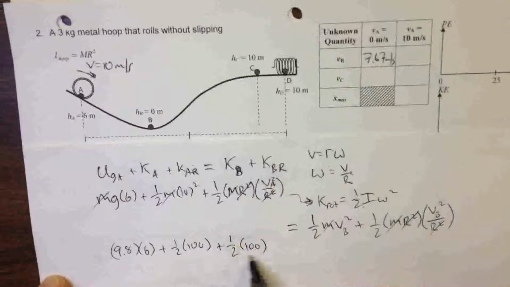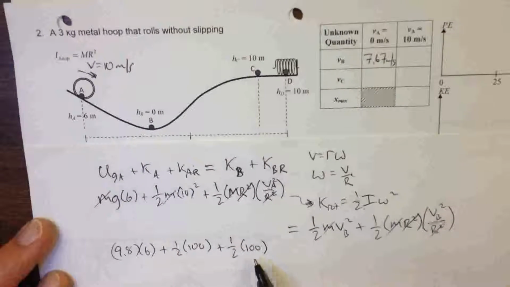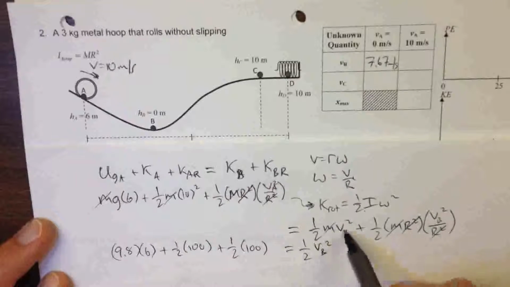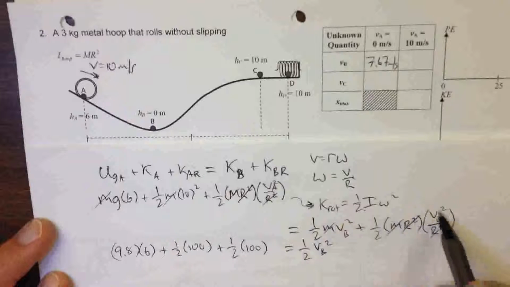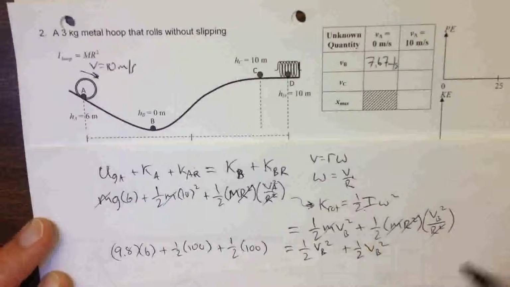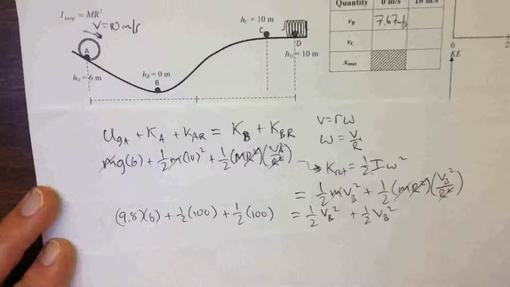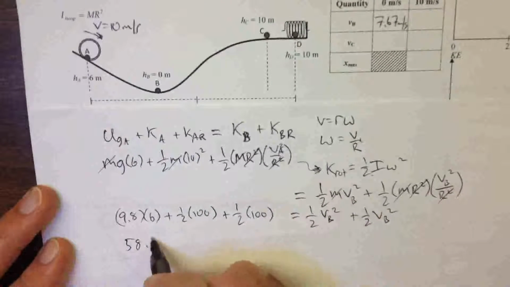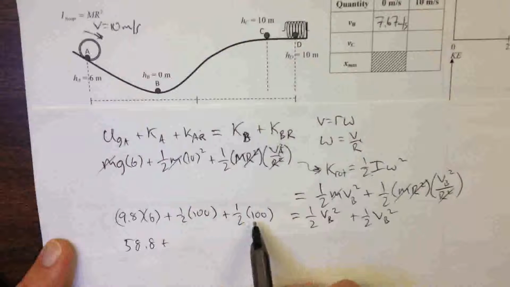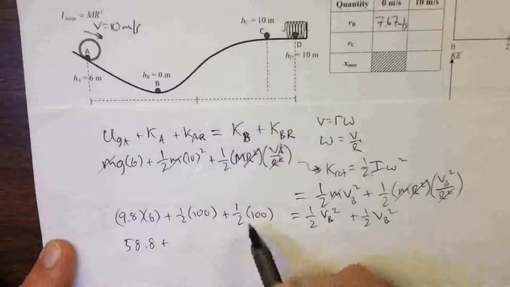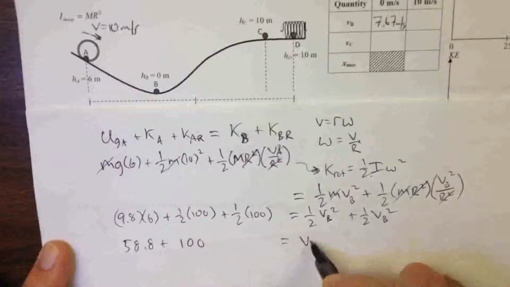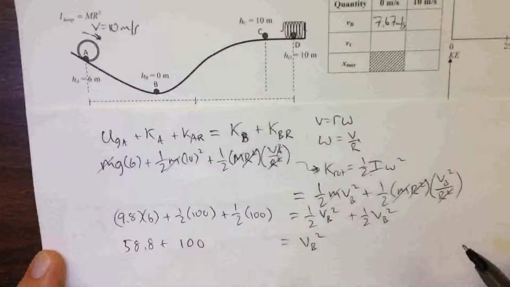There's the contribution of the initial rotational kinetic energy, equals 1/2 of VB squared from this term, and also we're left with a 1/2 of VB squared over here. Alright, I'll move that up a little bit. We've got a 58.8 plus, here's 1/2 of 100 is 50, plus 1/2 of 100 is another 50. 50 plus 50 is 100, equals 1/2 plus 1/2 is a whole. That conveniently makes it VB squared.